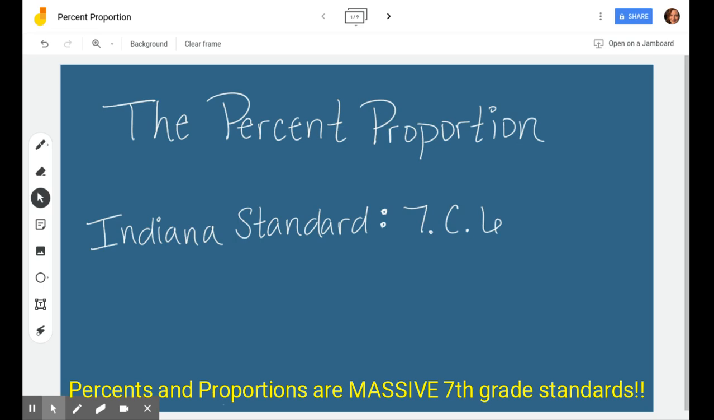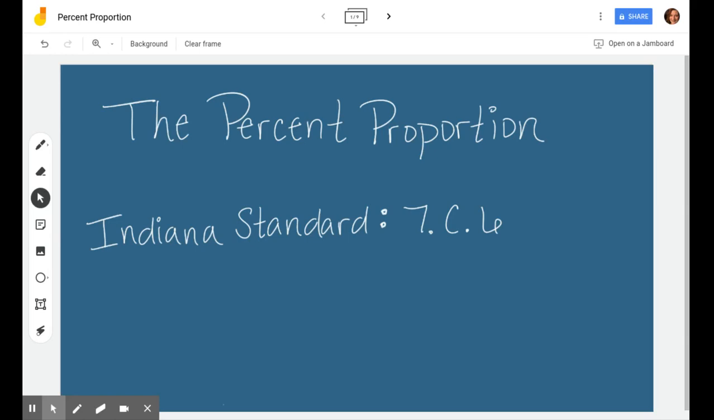This is a pretty big one for the Indiana standards. There's usually a lot on our state test involving proportions, and this one little section will help you with quite a great deal of those types of problems. So let's get to it.